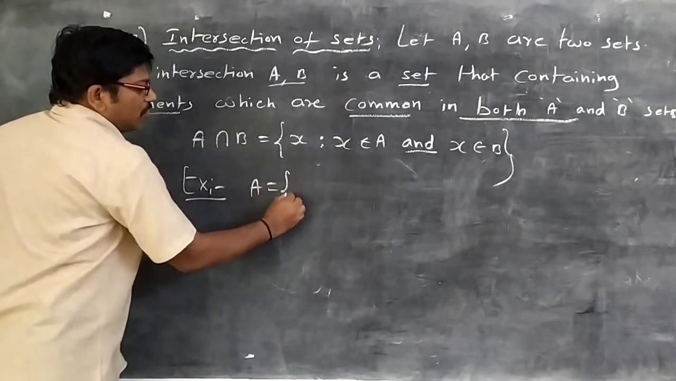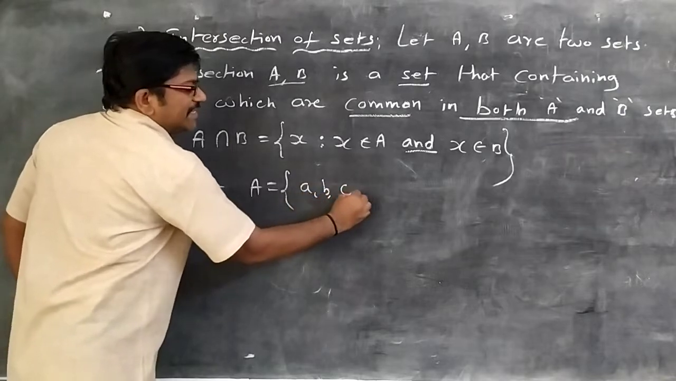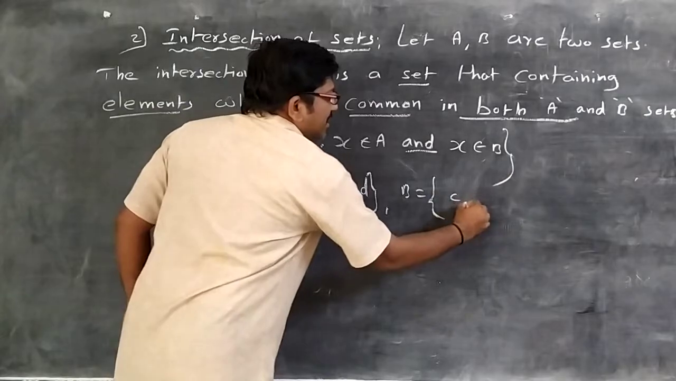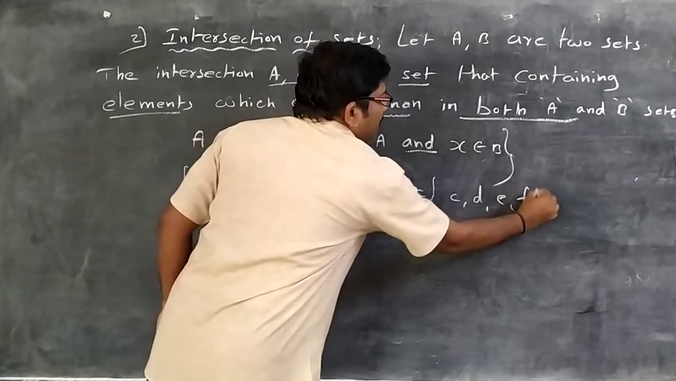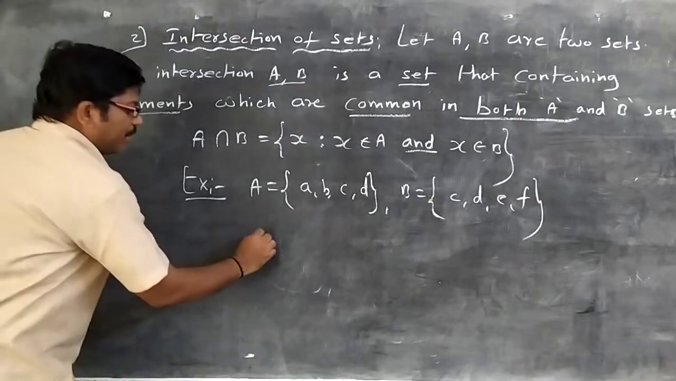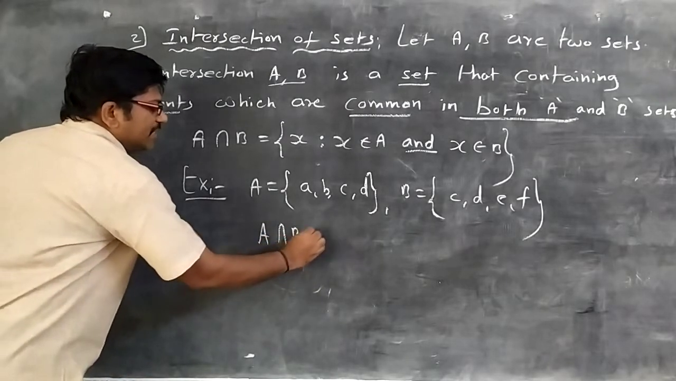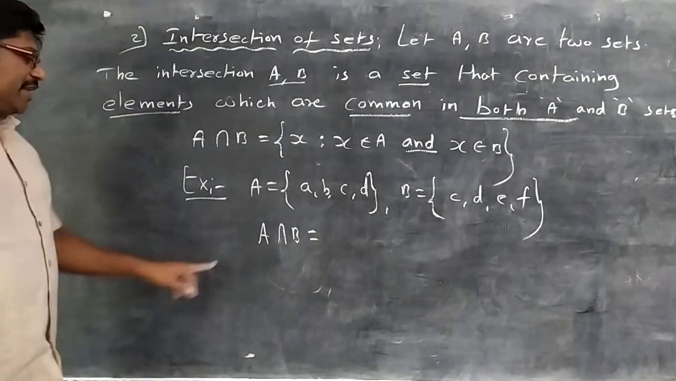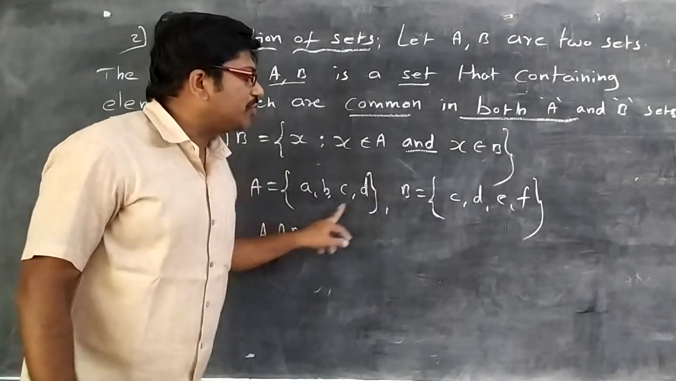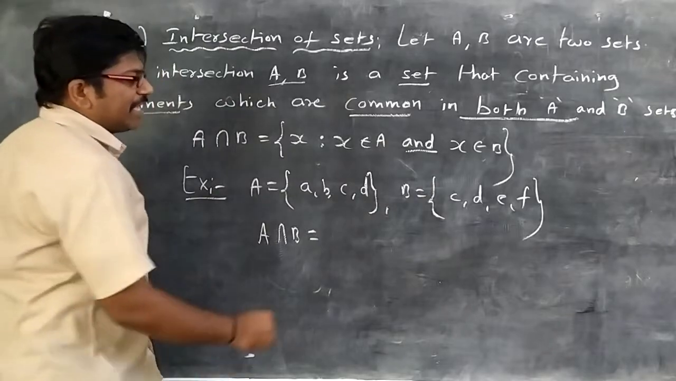Suppose A is equal to {A, B, C, D} and B is equal to {C, D, E, F}. Now we have to find A intersection B. A intersection B is a set containing elements which are common in both sets. So what are the common elements here?